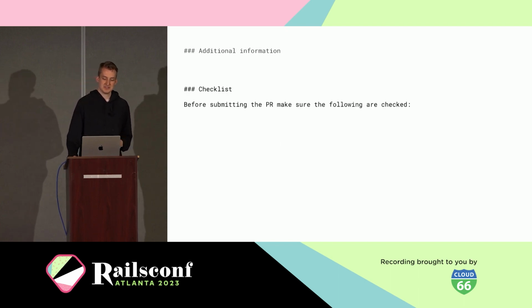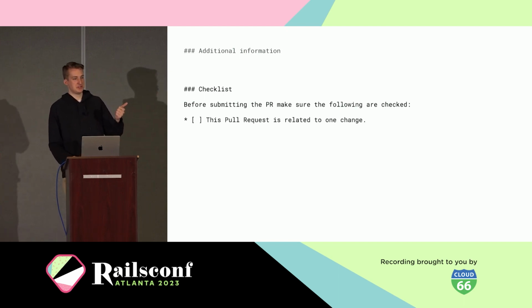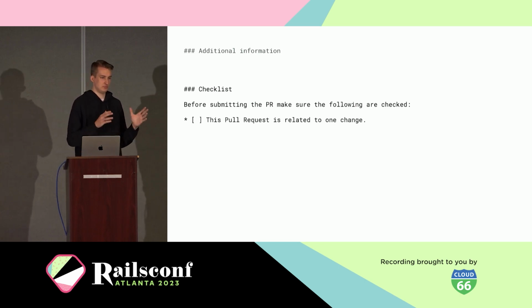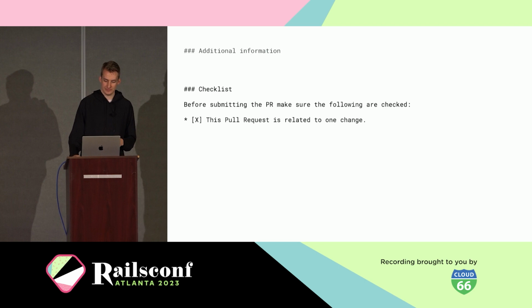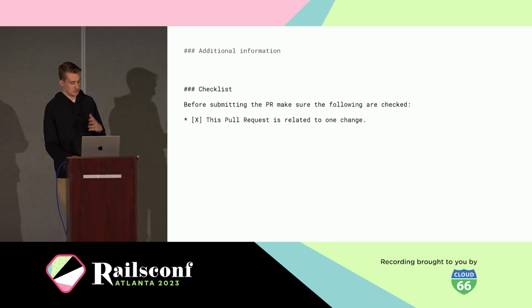The last section to look at is the checklist. Let's look at each one. Is the pull request only related to one change? We don't want to include refactors or other things that are unrelated to the one thing we want the pull request to be for. In this case, yes. All we do is add the validator, and that's it. We aren't doing anything else.